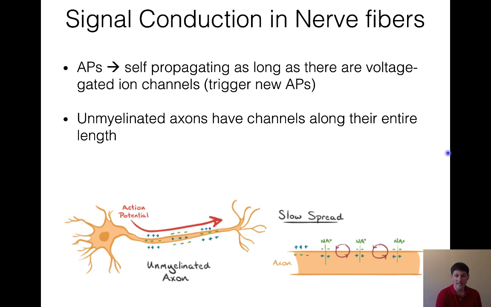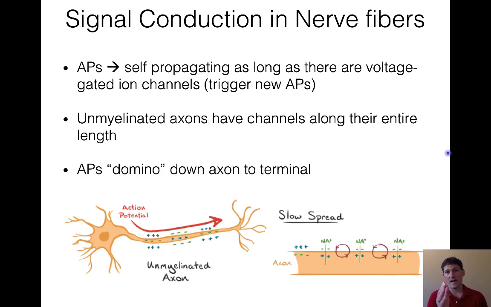So unmyelinated axons, if you remember we talked about myelinated and unmyelinated axons, they have channels along the entire length. And if you remember, we said unmyelinated axons are a little bit slower, and we find these in our pupils, and we find these in our digestive system. So areas where we don't need these rapid signals sent to. So basically that action potential, you can kind of think of it as like a domino moving down the axon terminal, sodium coming in, triggering more sodium channels to open, coming in, triggering more sodium channels to come in, and so on.